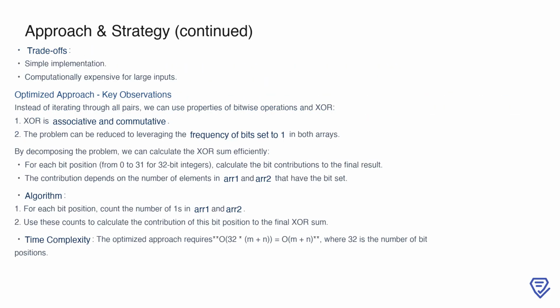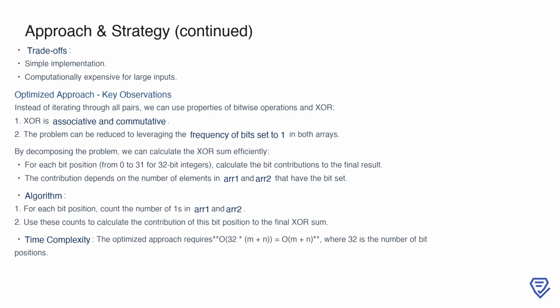Now, while the brute force method is simple to implement, it becomes impractical for large inputs, where performance is a critical concern. To overcome this, we can adopt an optimized approach by leveraging some key observations about bitwise operations and the properties of XOR. First, recall that XOR is both associative and commutative, allowing us to rearrange and group operations without changing the result. This insight helps us decompose the problem further.